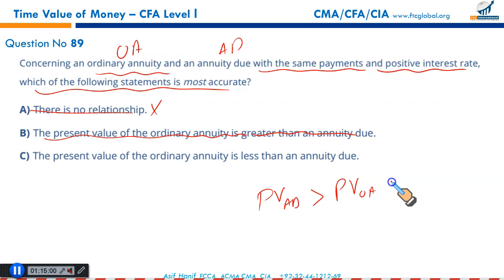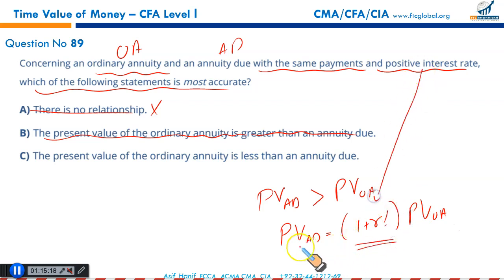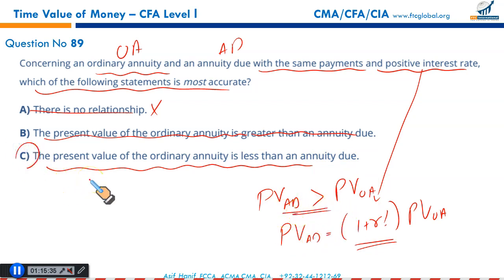Why? You haven't read the book. You have thrown it away in the trash bin. Then you will know it from the detail given at the end of the question that present value of annuity due is 1 plus R% of present value of ordinary annuity. Since there is a non-zero interest rate, PV of AD will be greater than PV of ordinary annuity. So that's the reason present value of ordinary annuity is less than the present value of annuity due, or the present value of annuity due is greater than the present value of ordinary annuity. That makes C the correct option.